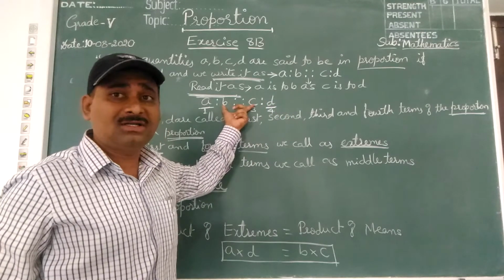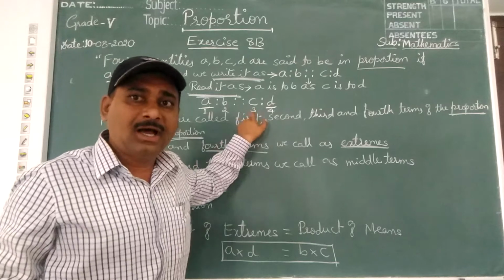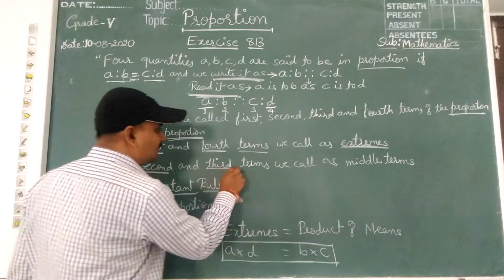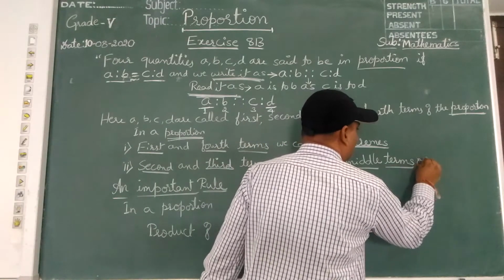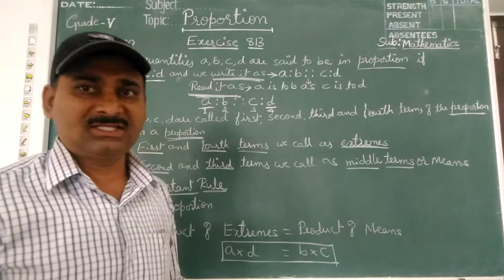Then what are these called? They are in the middle. The second and third terms are called middle terms, or you can say means. Means is middle.